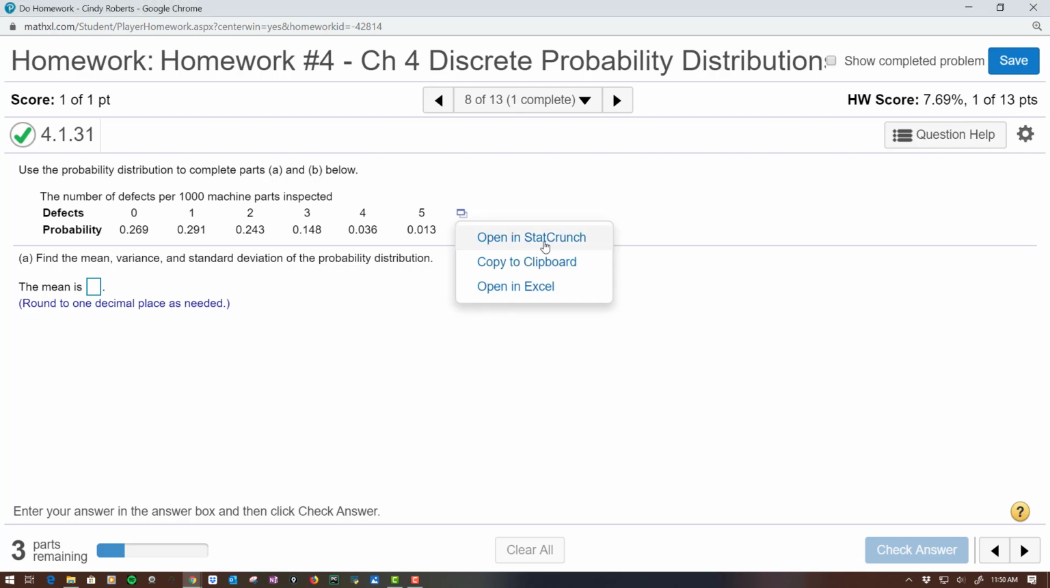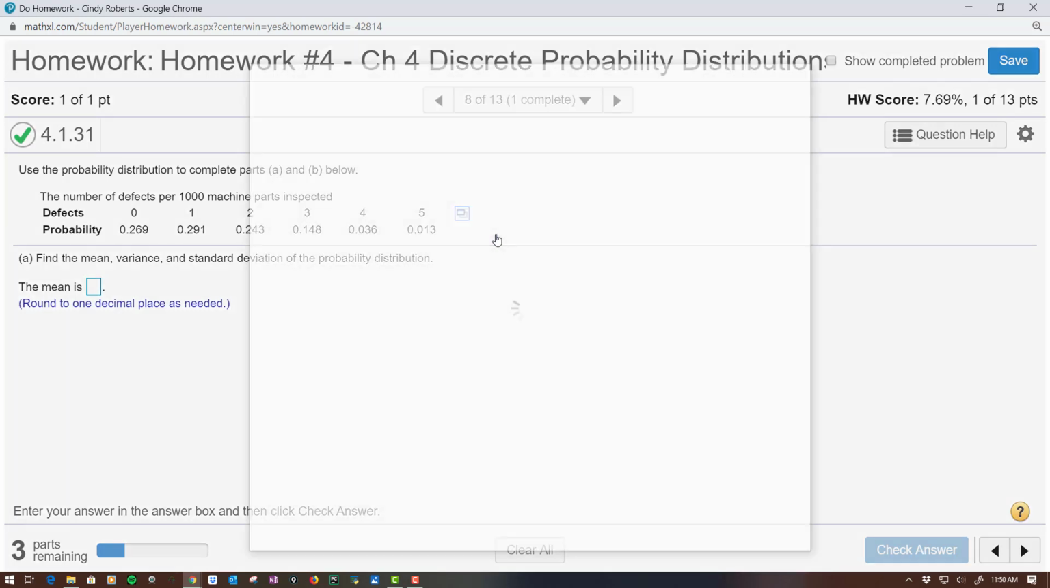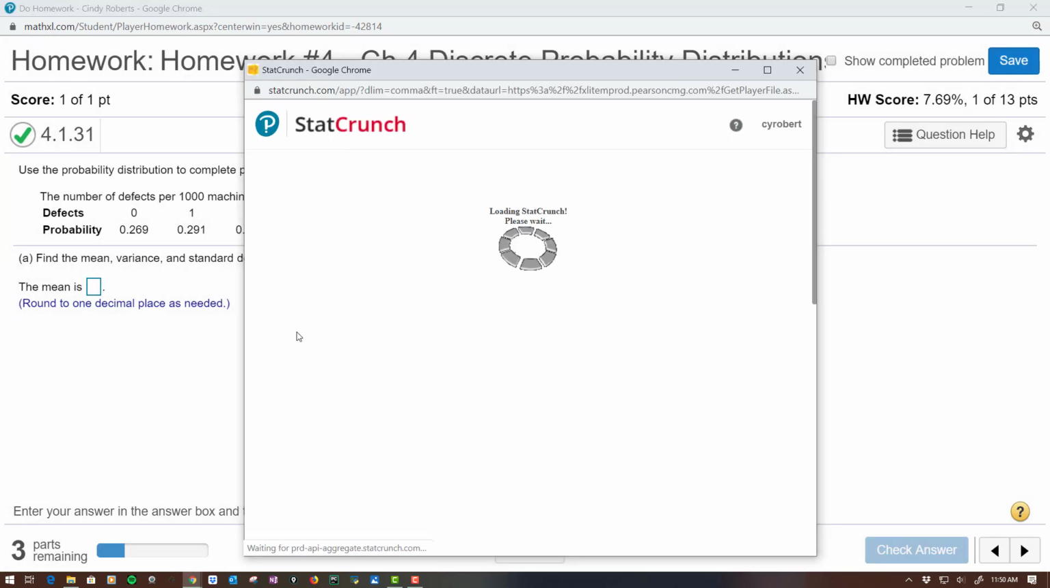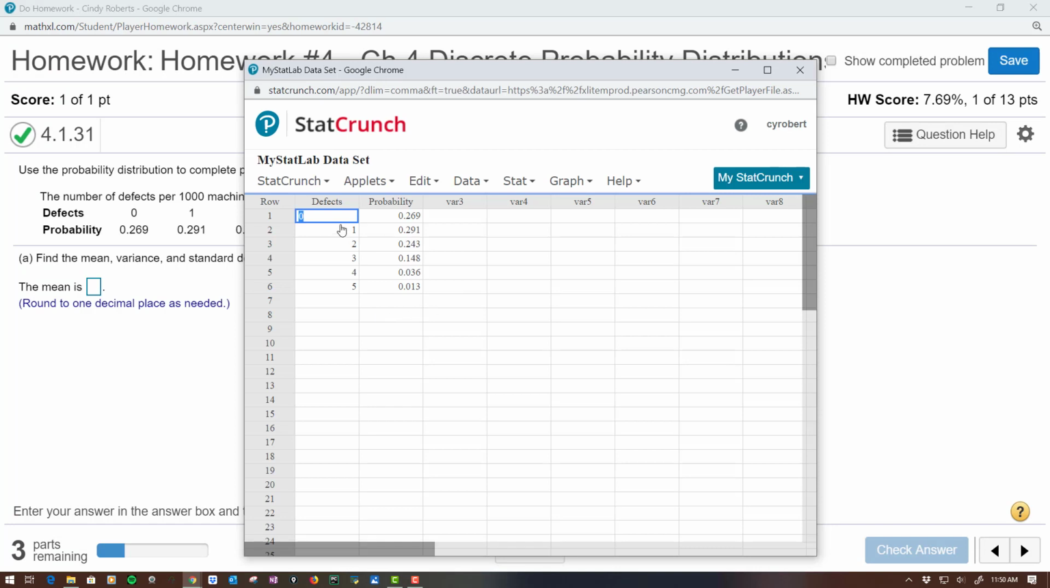So what I do is I just open this data in StatCrunch. Now remember, if you're on a test or something and you have to use something else, you will have to type in these values, but you'll see how to type them in. The first column are the x values, the number of defects. The next column is the probabilities.